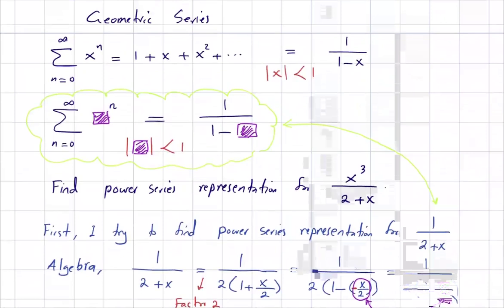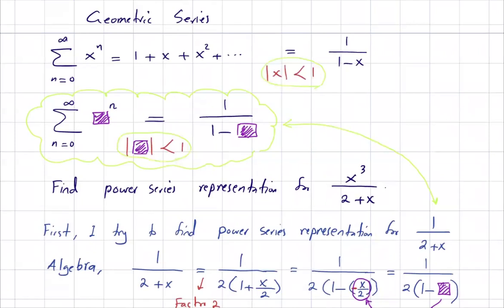Remind yourself of geometric series, the summation of x to the n, which is 1 plus x plus x squared and so on. As long as absolute value of x is less than 1, it is convergent to 1 divided by 1 minus x. Or in general, if you have the summation of a quantity to power n, as long as the absolute value of that quantity is less than 1, it is convergent to 1 divided by 1 minus that quantity.